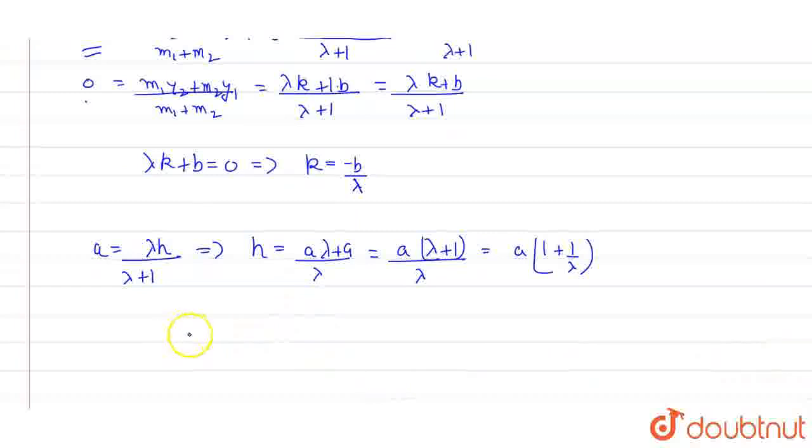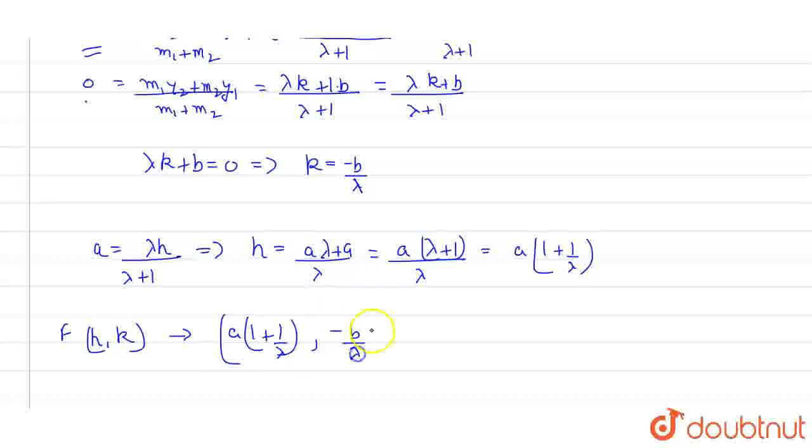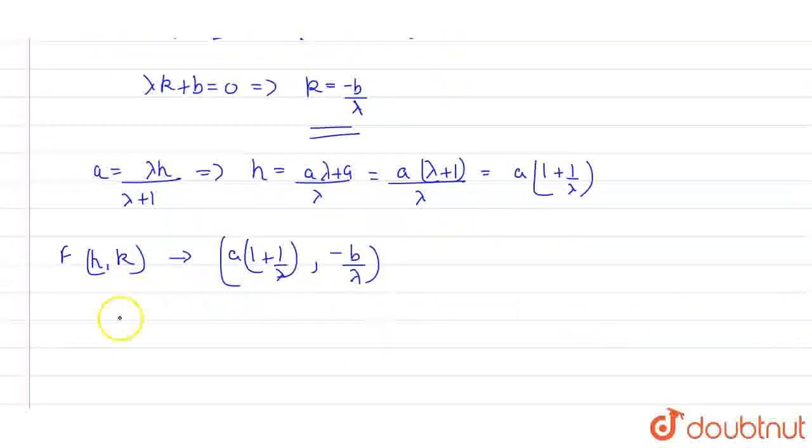Now we have the coordinates of h and k both, so we can write h comma k, which are the coordinates of f, as a 1 plus 1 by lambda, right? Taking common, comma minus b by lambda. As you can see, k is minus b by lambda here. So now we can make the equation using these two values of h and k.